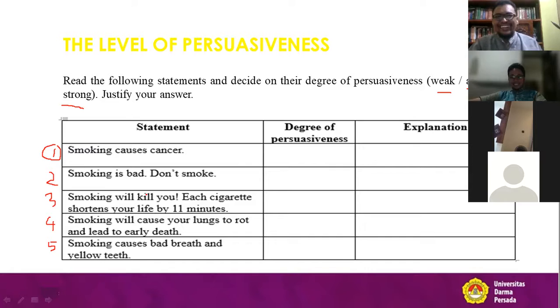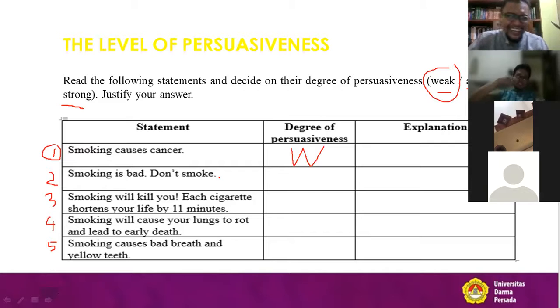So this one, number 1, I think all of you would agree with me to say this one is weak. Okay. Yes. So let me just write W here, weak. Okay. I'm not sure about number 1. You are not sure whether it is weak, average, or strong, huh? We might want to say that number 1 is weak.